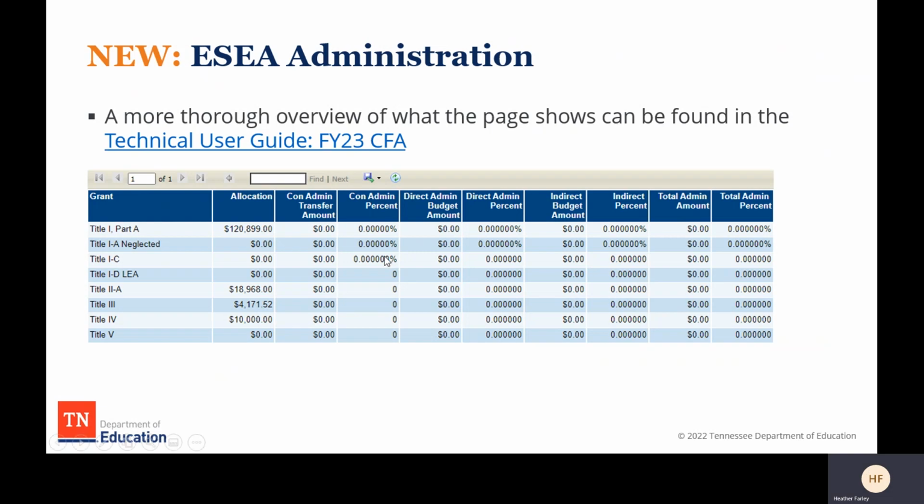And you will go all the way over once you've pulled all either Con Admin amounts in or direct admin, and for those that use indirect, that as well. And you will look all the way over on the far right to the total admin percentage to make sure you are within the correct percentage.